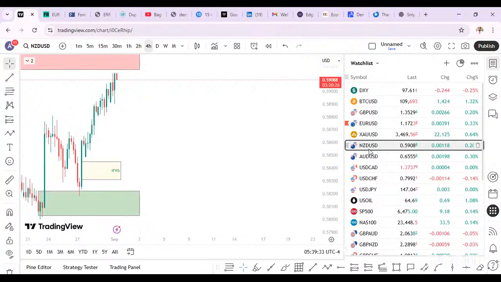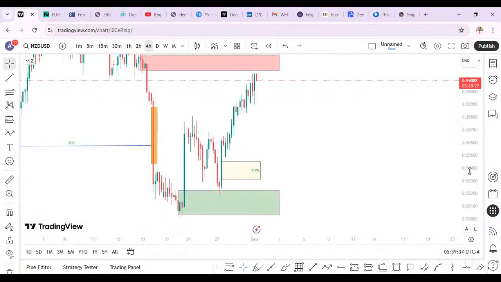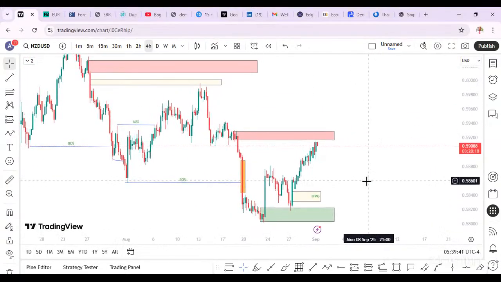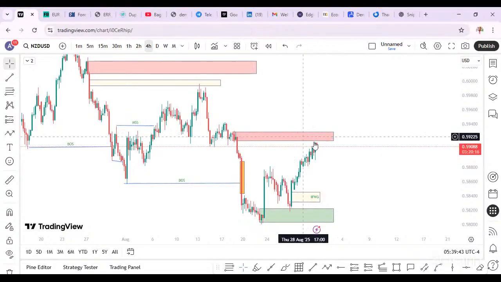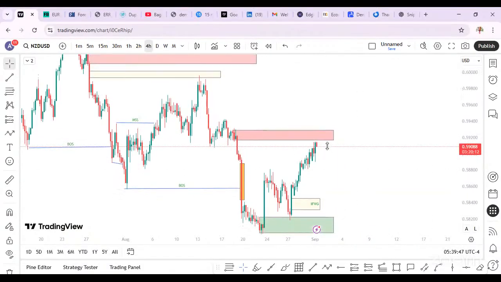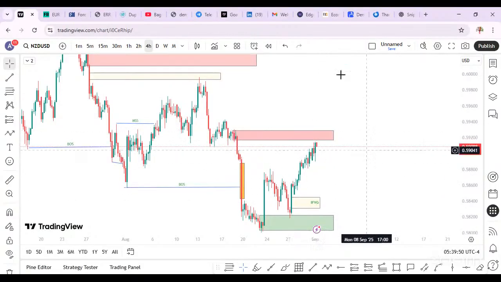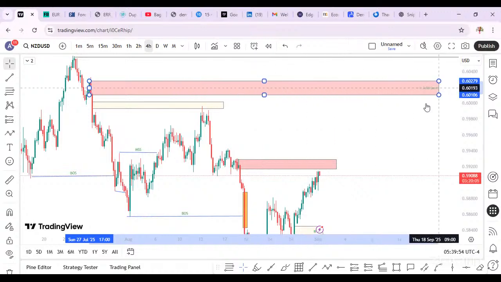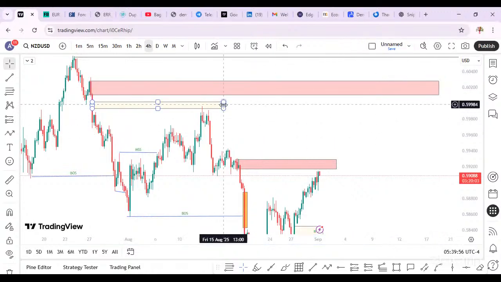So we move forward to NZDUSD. NZDUSD is likewise the same thing. Price is coming, but this one, I don't know whether it will hold, but I will just leave it there. All I'm waiting for, because I map out every zone.